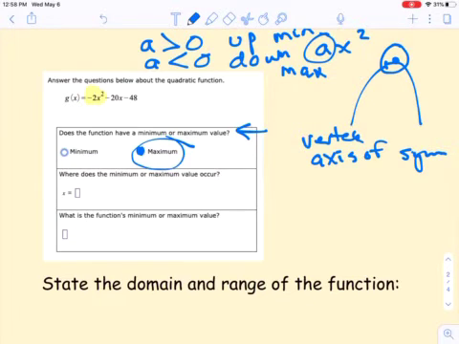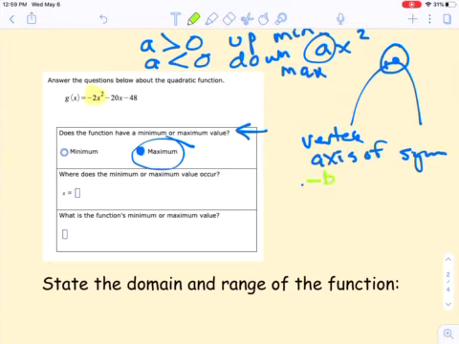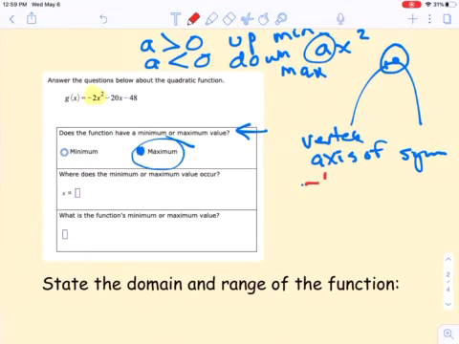So the axis of symmetry, let's do this in another color, is negative b. Oh, that's a bad color. That doesn't show up at all, does it? Let's do red. Here we go. It is negative b over 2a. There, that shows up well.